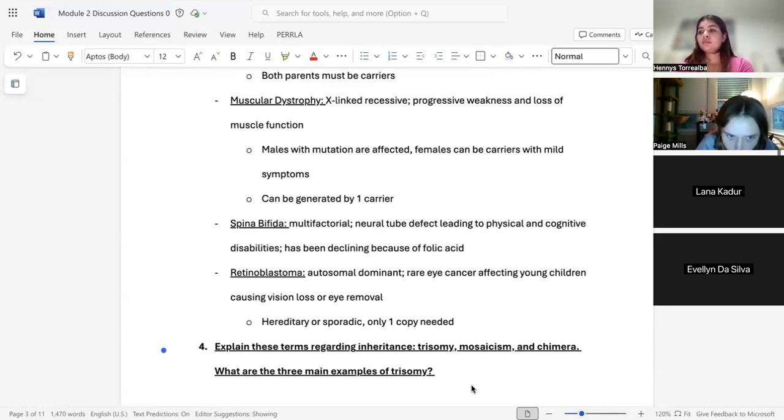And then lastly, retinoblastoma. That is an autosomal recessive inheritance pattern. It's a rare eye cancer affecting young children, causing vision loss or eye removal. If they find this in children, they usually have to remove the eye, but it's just cancer in the retinas. This can be hereditary or sporadic, either one, and it only needs one copy.